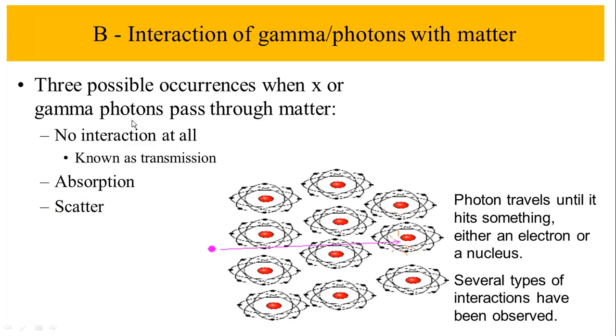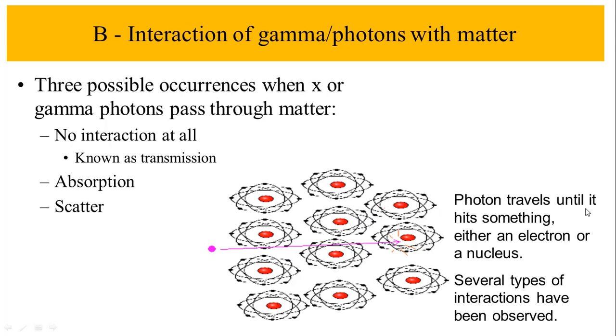There are three possible occurrences when gamma ray photons pass through matter, and one is no interaction at all. That means the photons travel through the material and do not hit the electrons or the nucleus. The matter here consists of only the electrons or the nucleus. If the gamma ray has no interaction with the nucleus or the electron, it is simply called transmission. It is transmitted through the material.